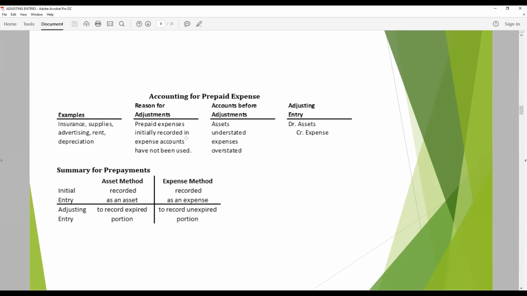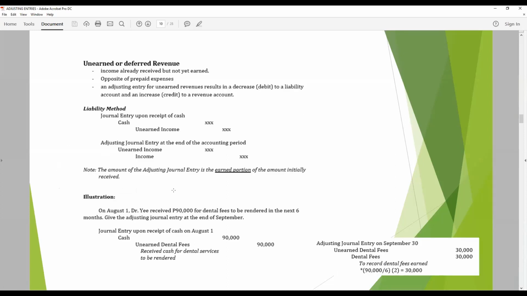So, you have a summary here. Under asset method, initial entry is recorded as an asset. Under expense method, initial entry is recorded as an expense. And then the adjusting entry under asset method is to record the expired portion, and under expense method, to record the unexpired portion. Okay, so now you see the difference between asset and expense method in recording prepayments.